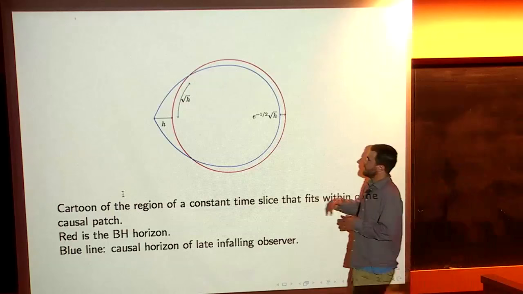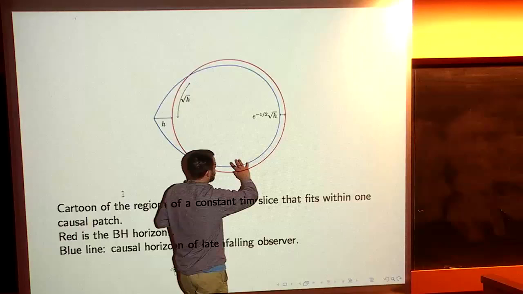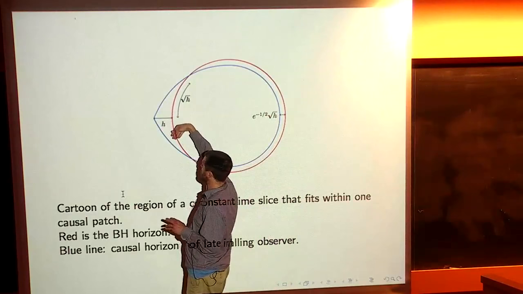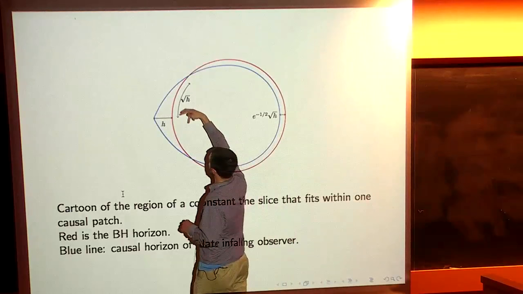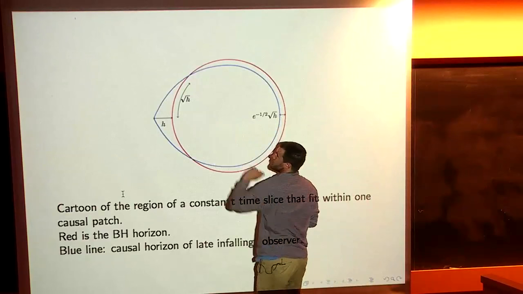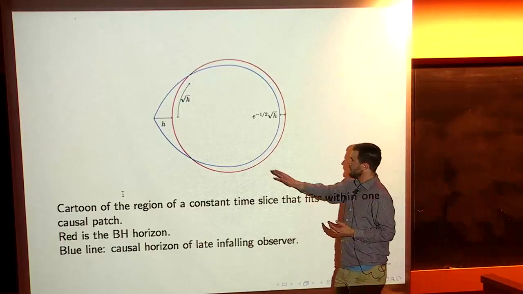so now we have a cartoon. The red is still the black hole horizon, and the blue is the region that's invisible to this observer. He's missing a little region outside the horizon on the side opposite to where he falls in. He's missing an angle, which is related to that distance by the square root. And then he can see a distance inside, which is not very large, which is also given by this square root. So this is the relevant picture if you want to think about which interior modes are accessible to an infalling observer.